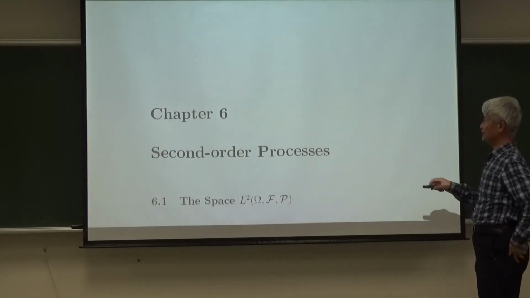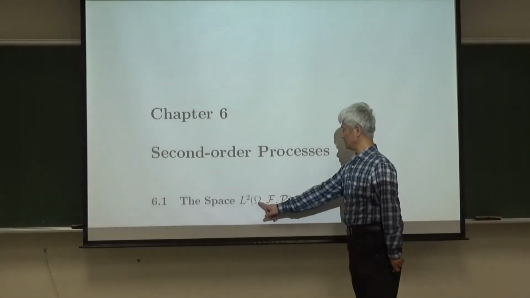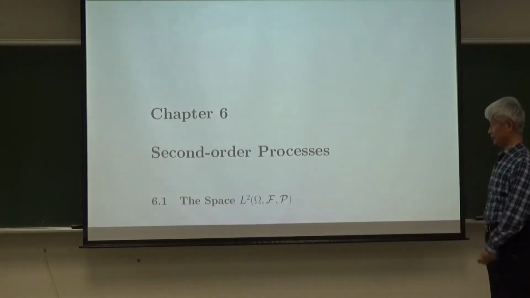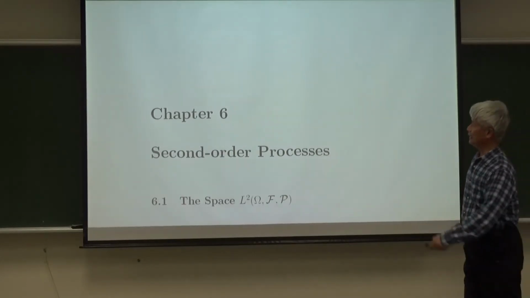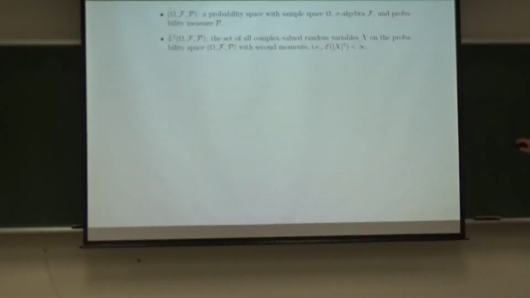So first of all, I would like to talk about the space. So what is this space? Well, you know, this is a probability space, right? We have a sample space omega, we have a sigma algebra, and we have the probability measure. Okay? And the L2. So what do we mean by L2? L2 is the set of all complex valued random variables on the probability space with finite second moment. Okay? It is very simple, with the second moment.